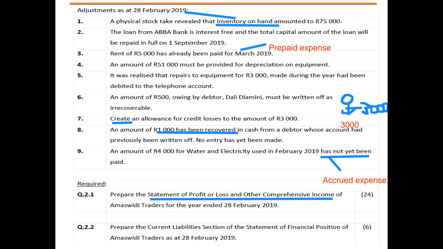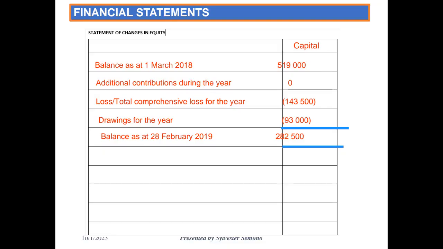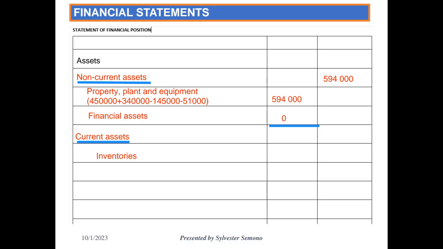So it means for this one, I only have inventory of how much? Of 75,000. I don't know if it makes sense or not. Yes. So I'm only gonna have 75,000. So if I found others, I'll put them in brackets together there and add them before I bring them here. I don't know if you understand or not.